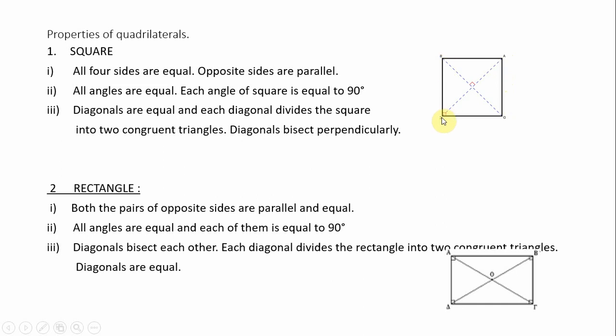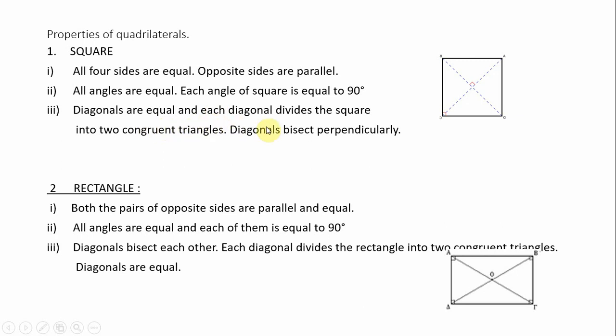So 90 degrees plus 90 degrees is 180 degrees, 180 degrees plus 90 degrees is 270 degrees, 270 plus 90 is equal to 360 degrees. Now 4 sides are there, right? And the sum of 4 angles is equal to 360 degrees, and also it is a closed figure. So we call this a square.